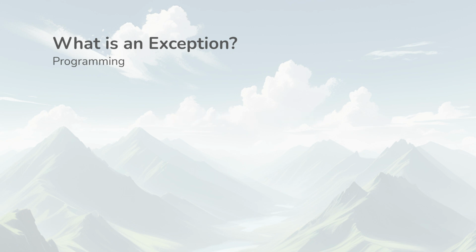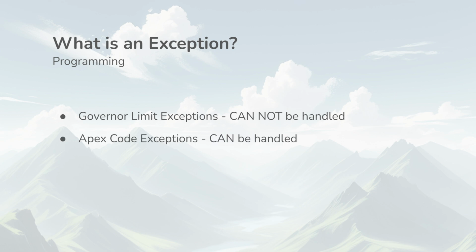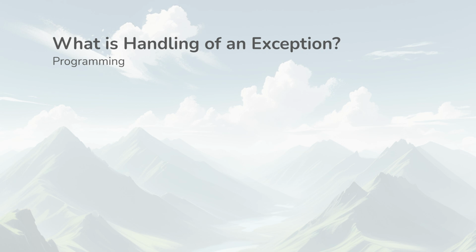In Apex, there are quite a few exceptions. Some can be handled and some cannot be handled. The exceptions that are generated due to the governor limits cannot be handled, while the other exceptions that are generated by our code can be handled. Now, what is handling of an exception and why is it needed?